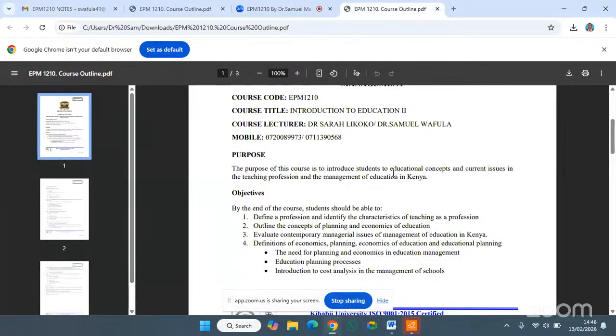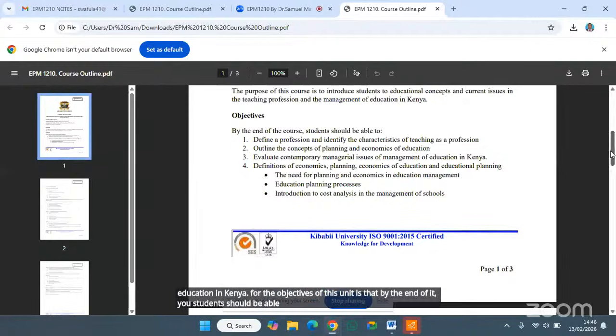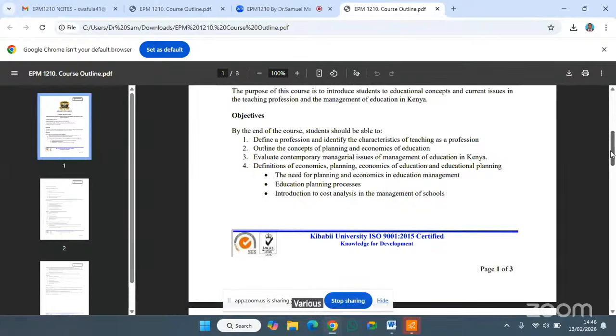We have read through Introduction to Education 1, and so this is a continuation about the concepts of education and the current issues in the teaching profession and education in Kenya. So the objectives of this unit are that by the end of it, you students should be able to define various concepts of education, including the profession, education, and systems of education.